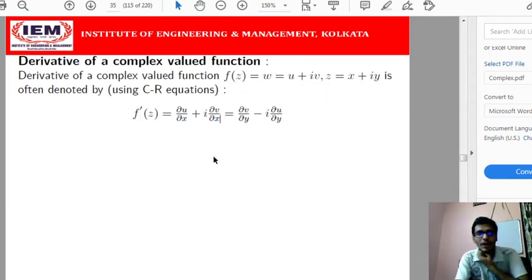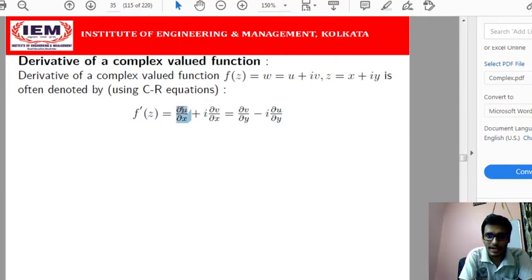Now if we want to use the Cauchy-Riemann equation, we know that du/dx can be written as dv/dy, and dv/dx can be written as minus du/dy. So the derivative of the function f(z) with respect to z can be defined as either du/dx plus i dv/dx, or dv/dy minus i du/dy. So either with respect to x or with respect to y, by considering the partial derivatives of u and v, we can define f'(z) in that way.